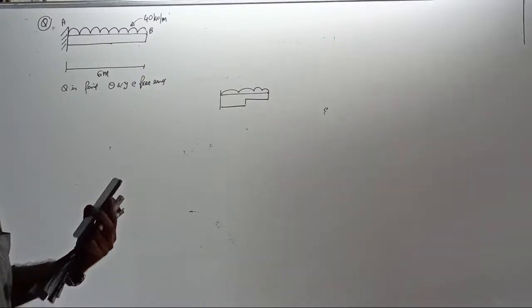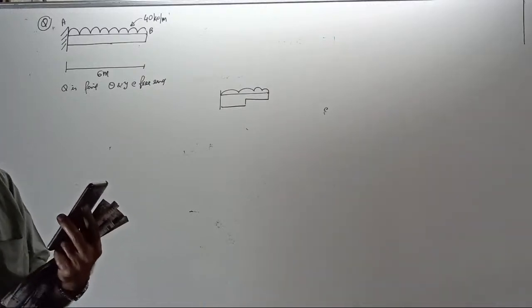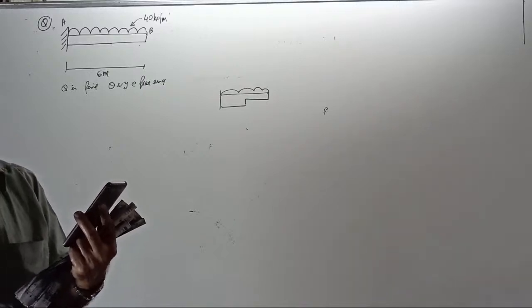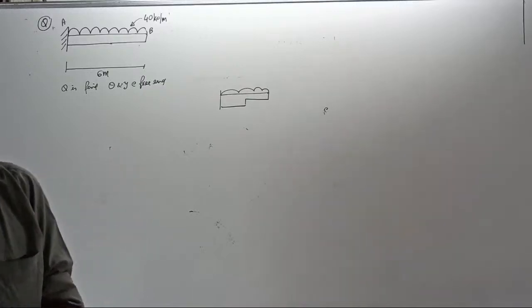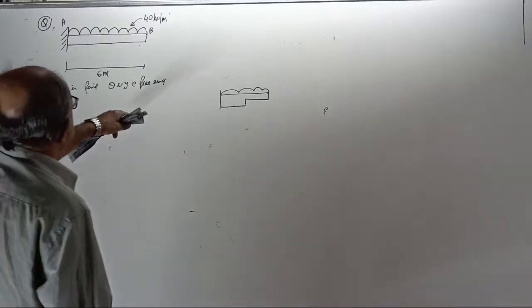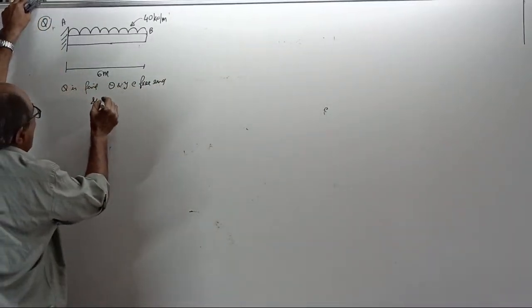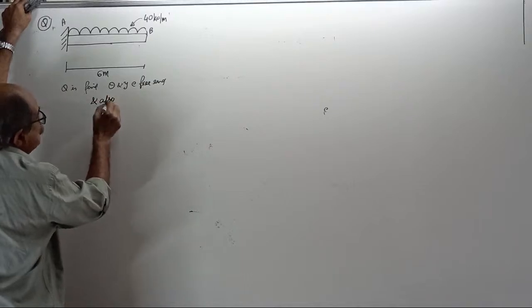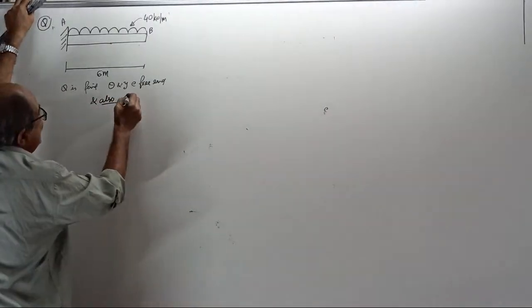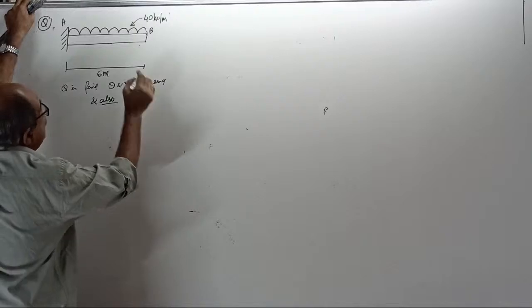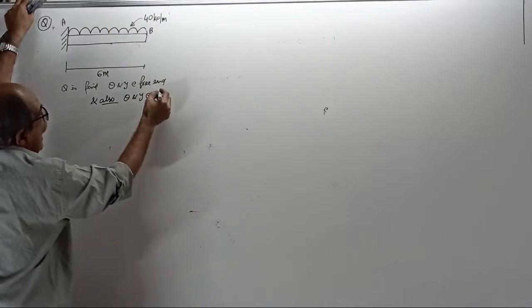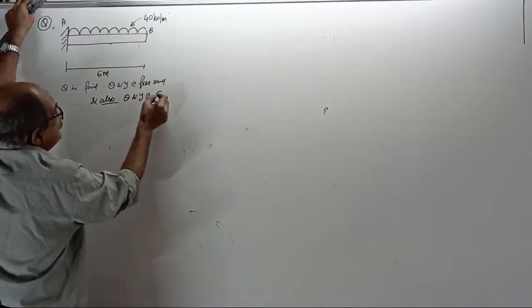Tell first. If it is non-prismatic, EI different, can you find slope and deflection at the free end? No. That's why I am telling this principle. So find slope and deflection at the free end, and also theta and y at a new point, any point, at a point C. Where is C?